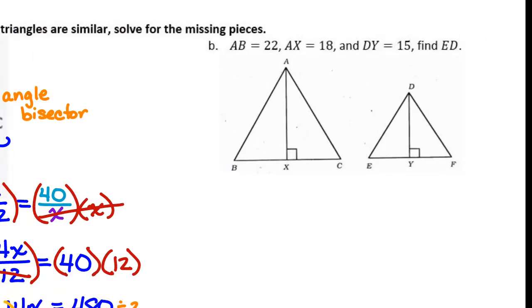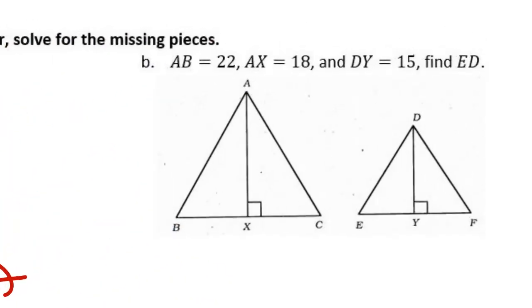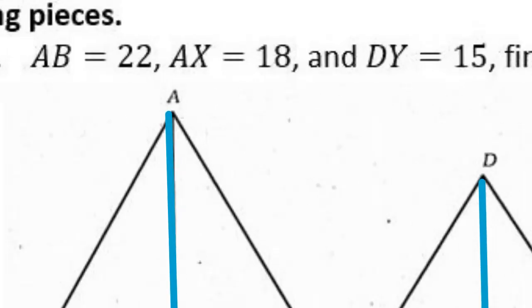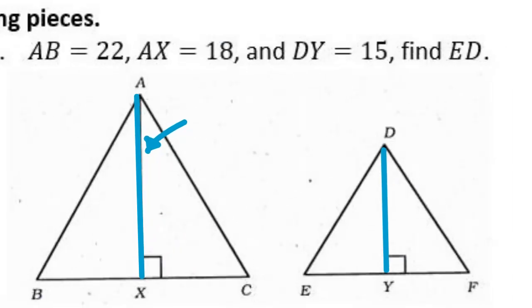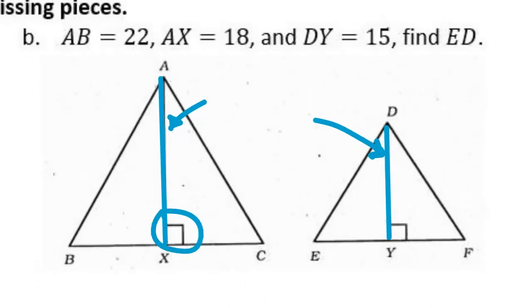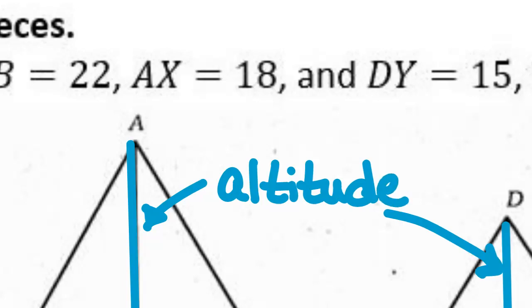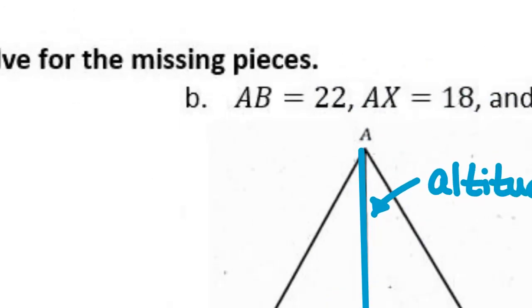All right, let's look at part B now. In the middle of these triangles, this segment from A to X, this other segment from D to Y, what would those be called? Are those altitudes, angle bisectors, or medians? Altitudes. They form a right angle with the opposite side. They go from a vertex and they make a right angle with the opposite side. That means these are altitudes. All right, let's add our measurements in here.